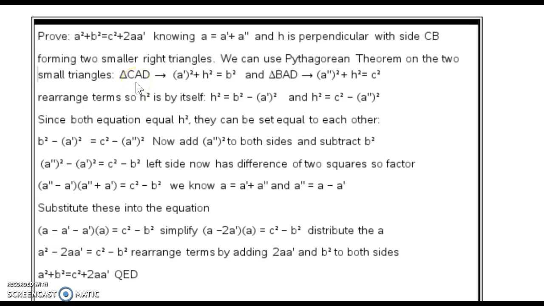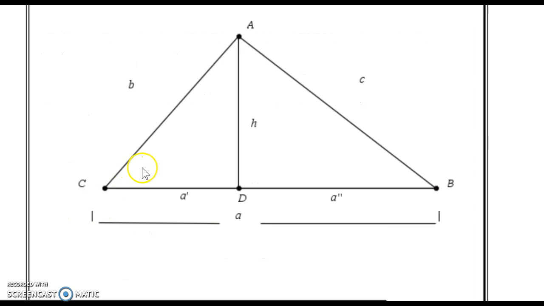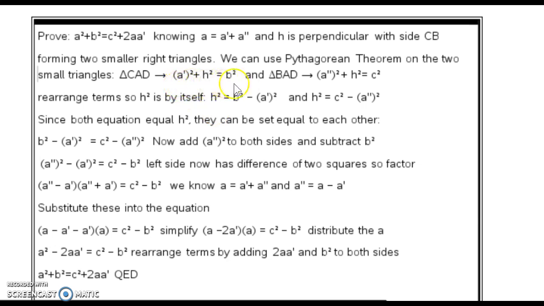So triangle CAD gives us A prime squared plus H squared equals B squared. This bigger triangle over here is going to be A double prime squared plus H squared equals C squared. So I wrote that out, which is located right here.